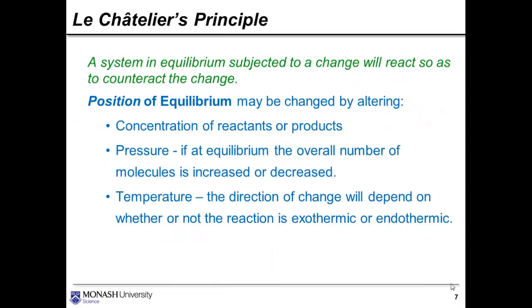Le Chatelier's principle is an idea that we can use to rationalise how chemical equilibria respond to change. It's often expressed in all sorts of different ways depending on which textbook you're reading. Perhaps one of the more common ones might sound something like, a system in equilibrium subjected to a change will react so as to counteract the change. In other words, the position of the equilibrium can be changed by altering things like the concentration of reactants or products, the pressure of a gas phase situation, or the temperature.